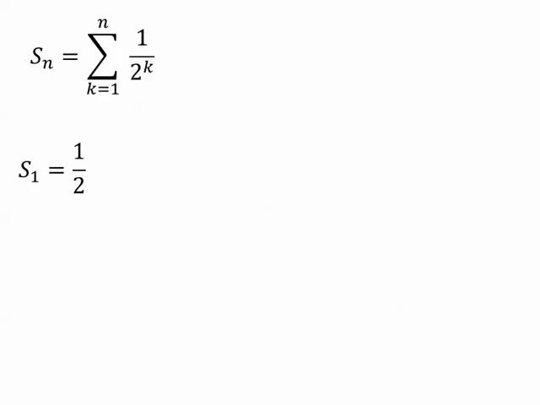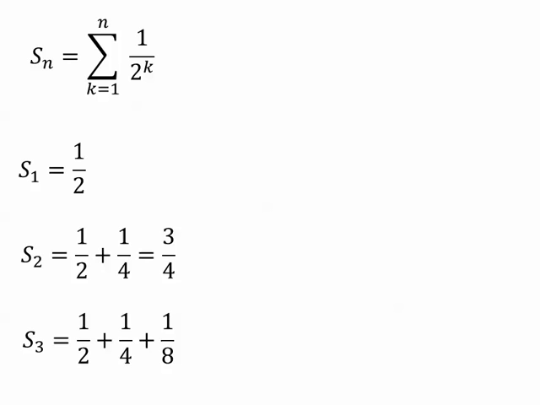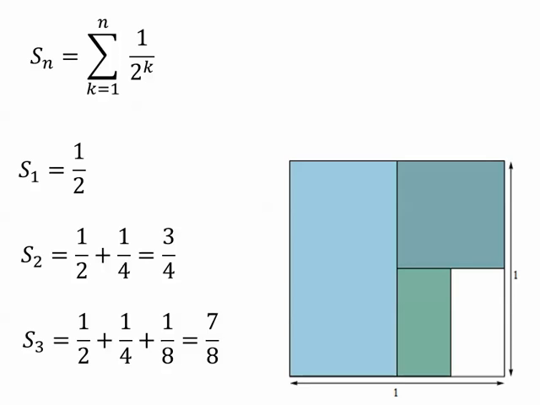If n equals 1, that means we're just looking at the first term. If n equals 2, that means we take the first term and add the second term. In this case, first term plus second term equals 3/4. Try to find s sub 3, the third partial sum. Try to find that on your own. The third partial sum is equal to the first term plus the second term plus the third term, which in this case adds up to 7 over 8.